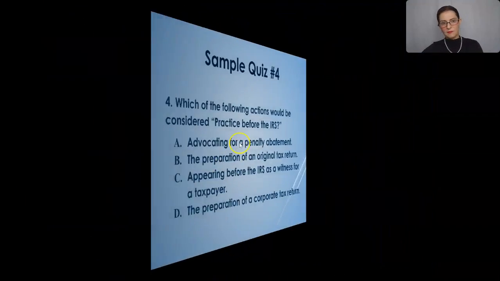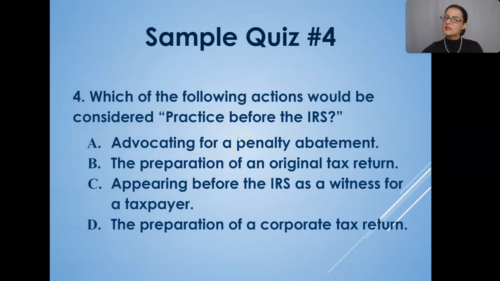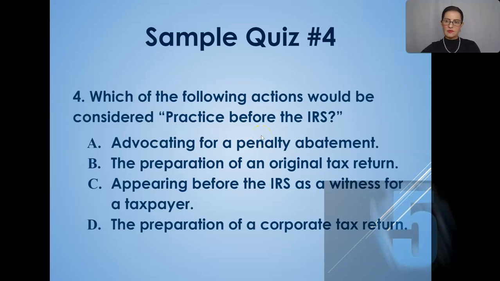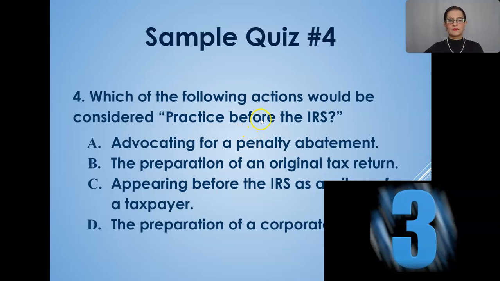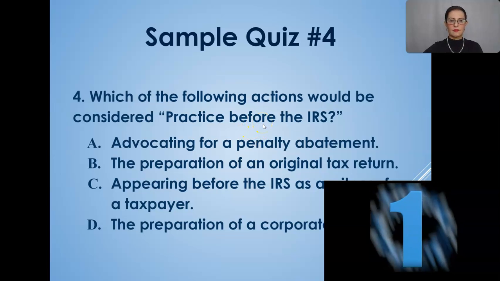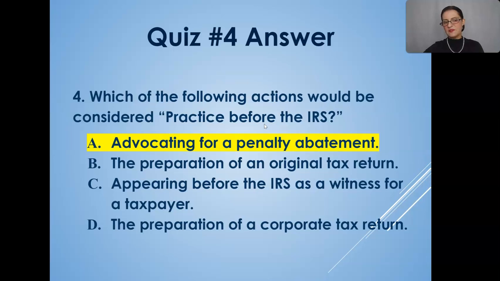Sample quiz number 4. Which of the following actions would be considered practice before the IRS? A, advocating for a penalty abatement. B, the preparation of an original tax return. C, appearing before the IRS as a witness for a taxpayer. Or D, the preparation of a corporate tax return. I'll give you a couple of seconds there. The answer is A. Advocating for a penalty abatement would be considered practice before the IRS.